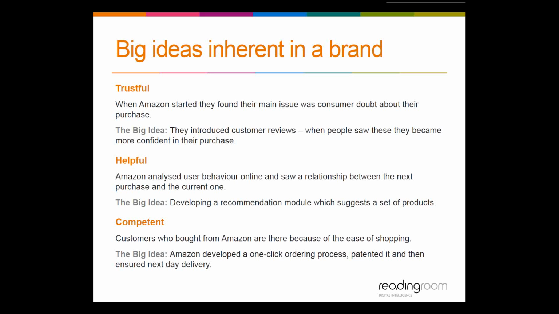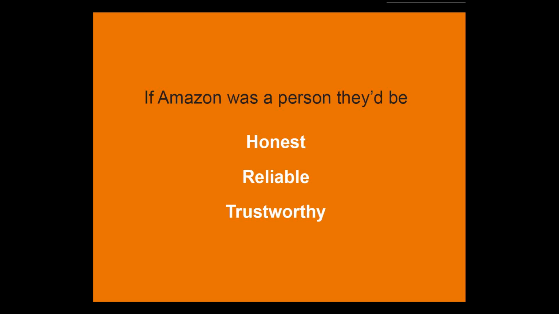And then all the customers that bought from Amazon are there because of the ease of shopping. They developed the one-click ordering processes and ensured next-day delivery to enhance that. So the big ideas behind that was that they were trustful, helpful, and competent. So if we think of Amazon as a person, we could say that they were honest, reliable, and trustworthy.